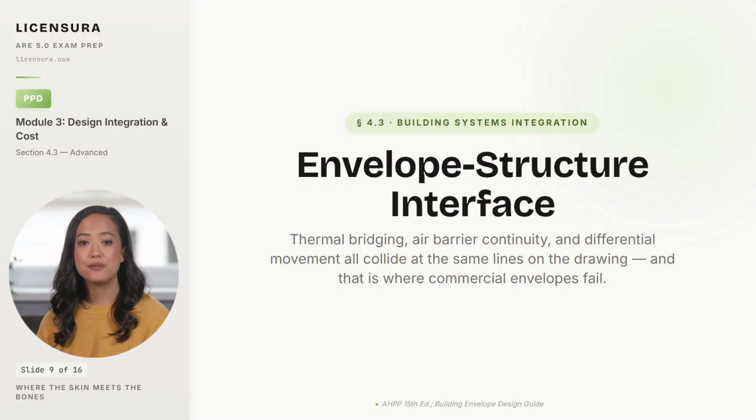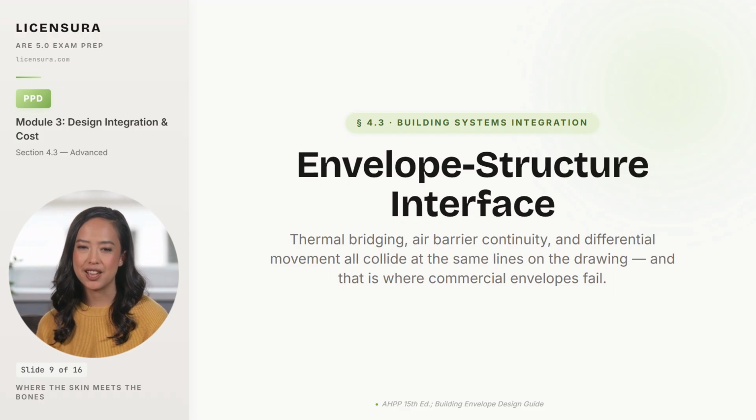Every architect who has been deposed over a commercial envelope failure heard the same opening question. Walk us through the detail where the cladding meets the structure. That single interface is the most technically demanding zone in the entire building because 4 different design disciplines all converge on it. The thermal insulation has to stay continuous, the air barrier has to stay continuous, the moisture management has to stay continuous, and the structure has to deflect without dragging the envelope with it.